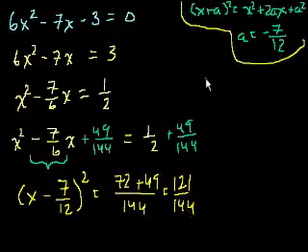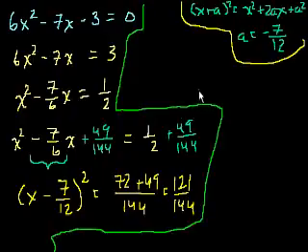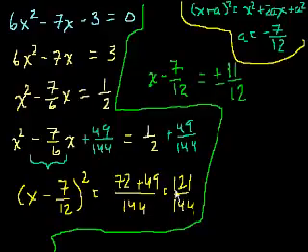So what do we do now? Well, now we just take the square root of both sides of this equation, and we get, I'm trying to free up some space, switch to green, let me partition this off. And we get x minus 7/12 is equal to plus or minus the square root of that, so plus or minus 11 over 12, right? Square root of 121 is 11, square root of 144 is 12.